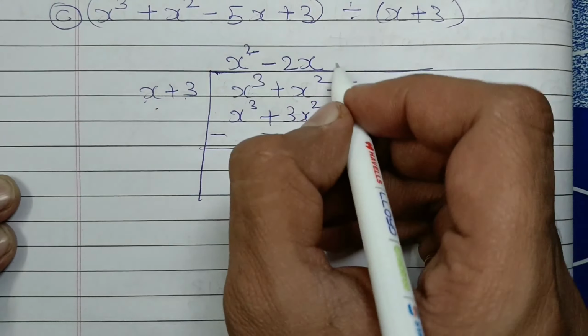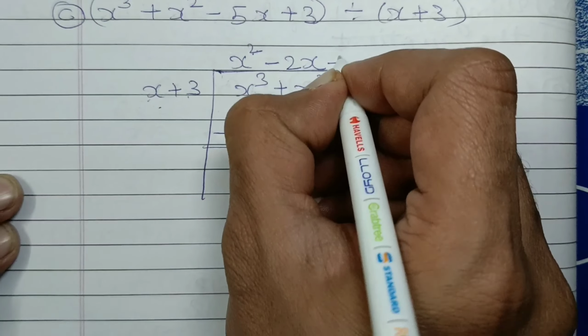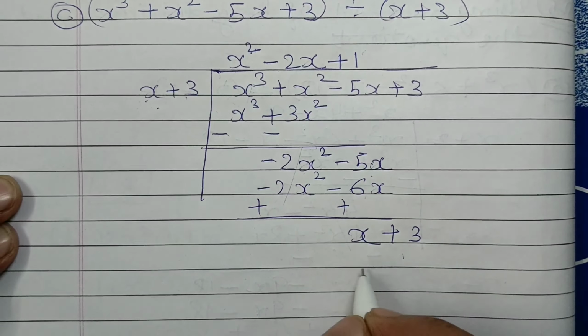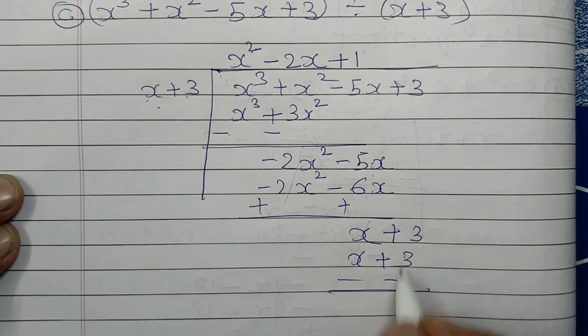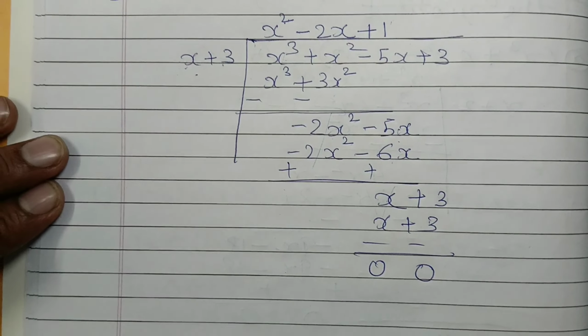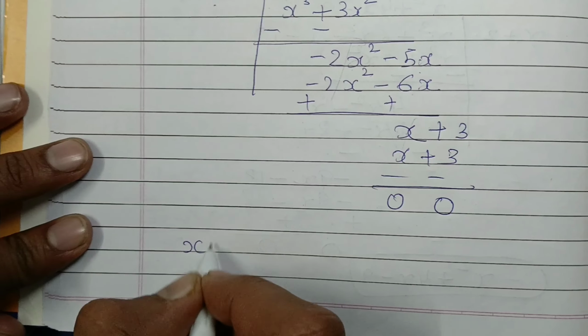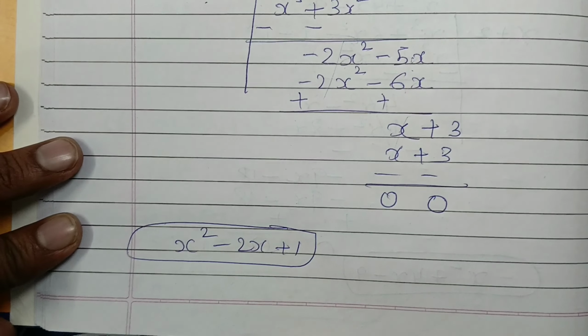So if I divide x by x, it will give me plus 1. So I put plus 1 here, and if I multiply 1 with x plus 3, it will give me x plus 3 in return. And if I subtract these two terms, the remainder will be 0. So our quotient will be x square minus 2x plus 1, and that is our answer.